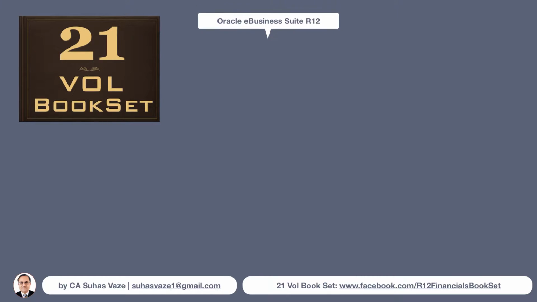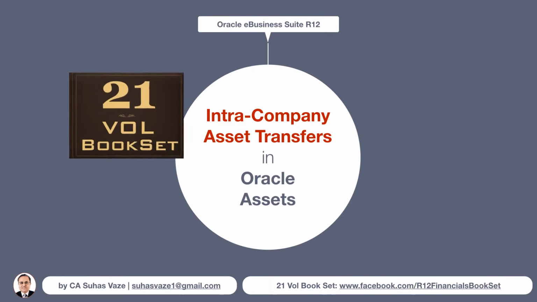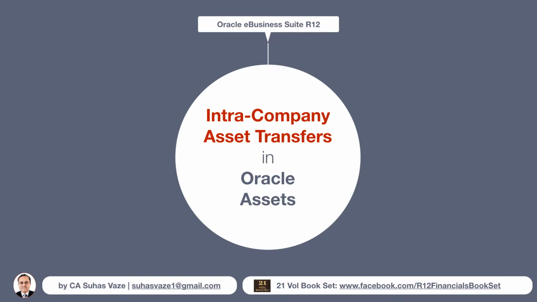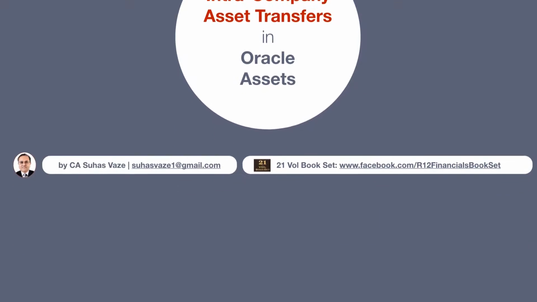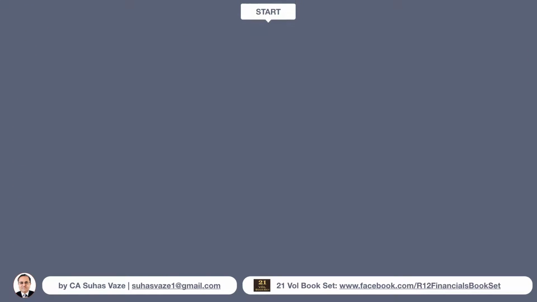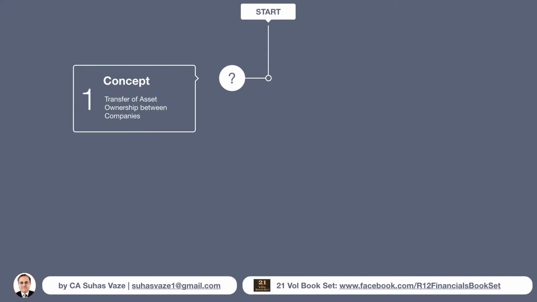Oracle Assets allows you to transfer an asset from one company to another company within the same corporate book, and it can automatically record the intercompany transactions for the same. Let us see how we can do the setups and transaction flow. We are going to transfer an asset from Vision Operations to Vision Construction.